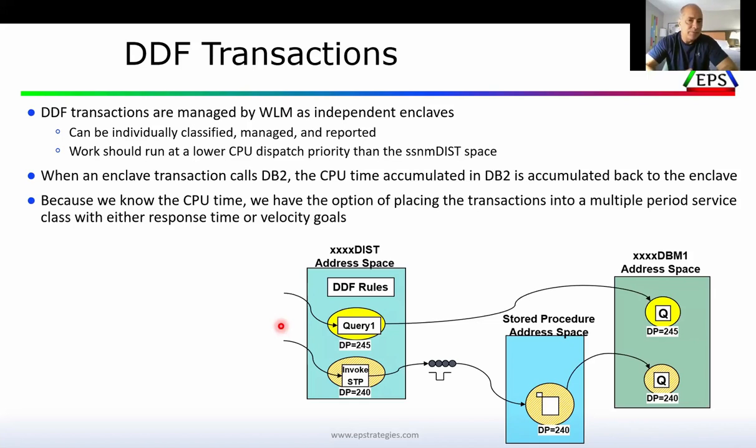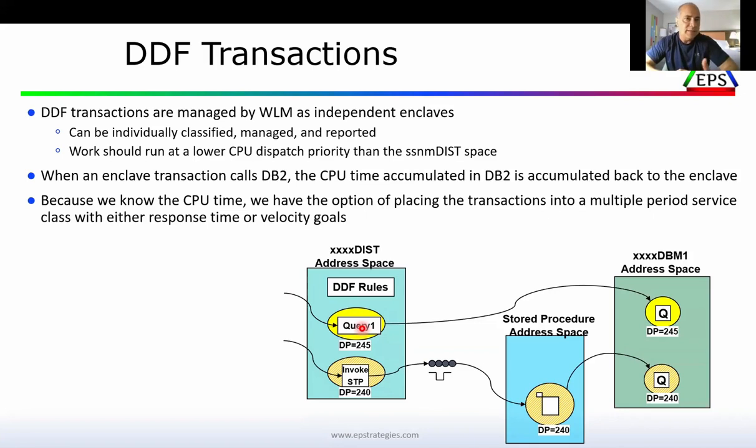So here's an example of DDF. A transaction comes into a DDF classification rule. We have the dist address space. The transactions run in different enclaves because each transaction gets its own enclave. And I'm not going to get into the high performance DBATs and all that right now, but you just know that we have these different enclaves.